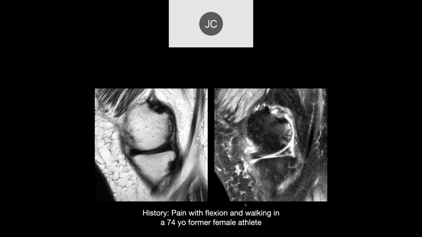Well, you also have to deal with a tibial spine, which I think causes some of the problems that we deal with in osteochondritis, which you're going to talk about later. Right. Good. Okay, Taysom. All right, so pain with flexion and walking, 74-year-old former female athlete. So it looks like in the far posterior aspect of the medial femoral condyle, we have full thickness cartilage loss and extensive subchondral cysts and edema.